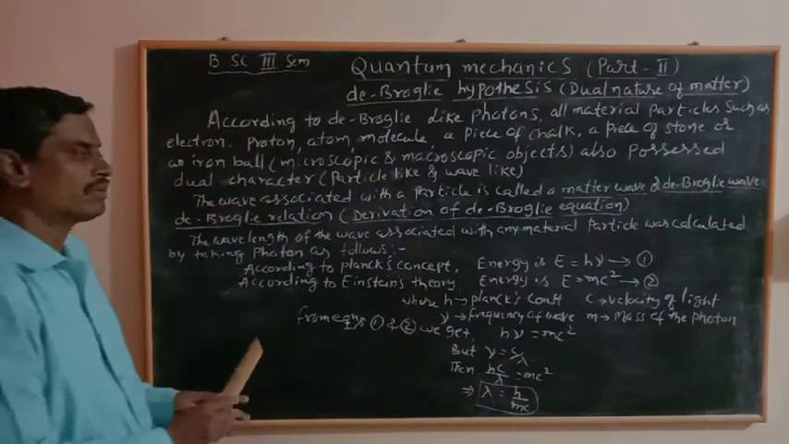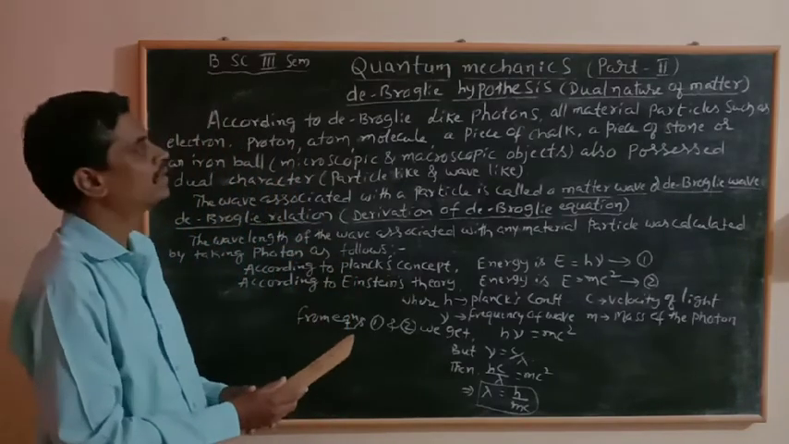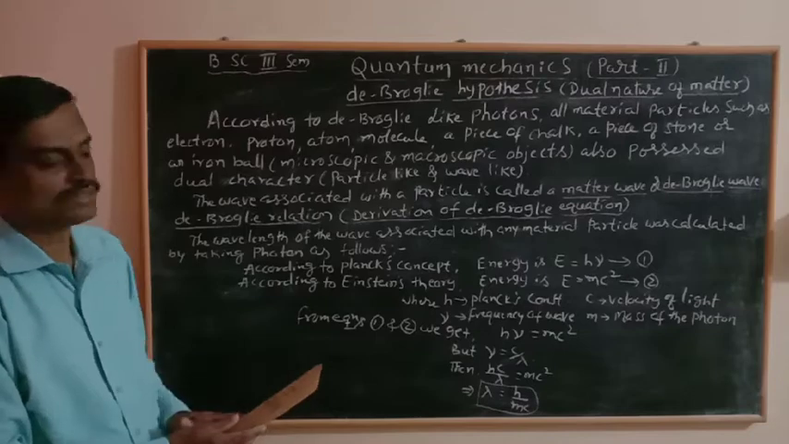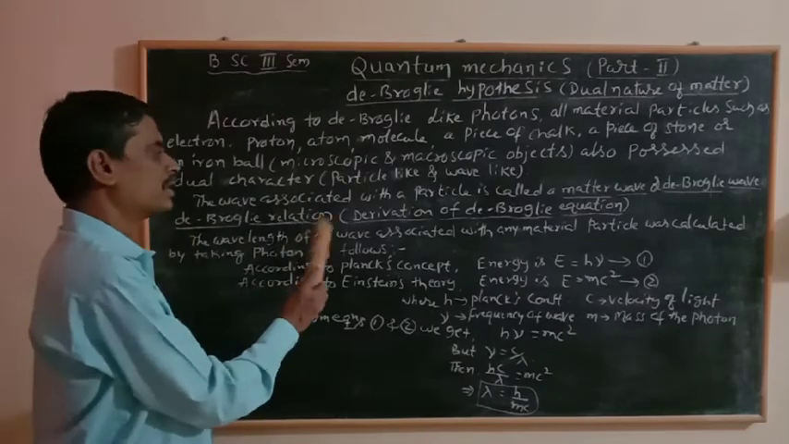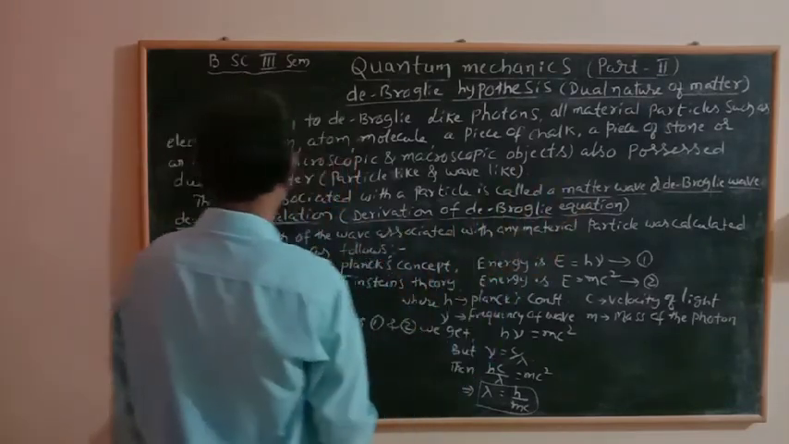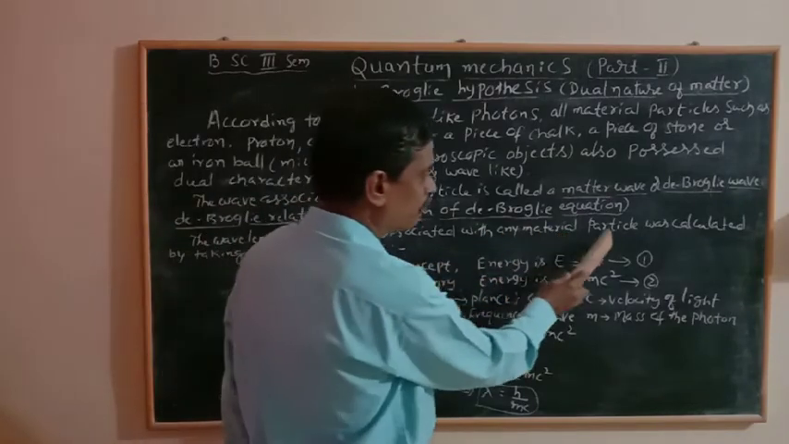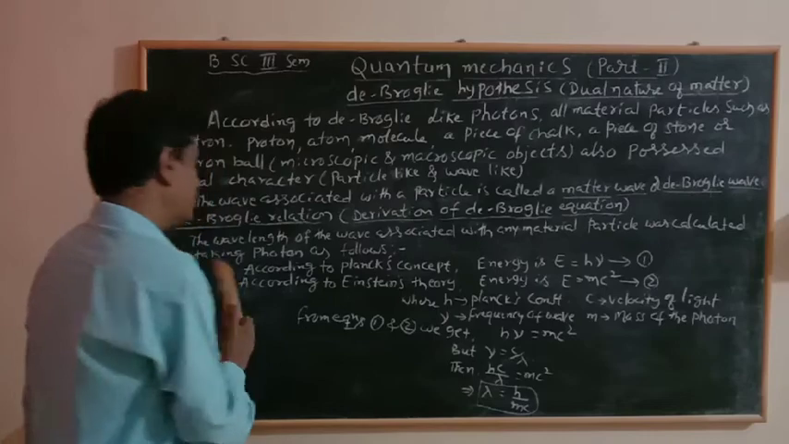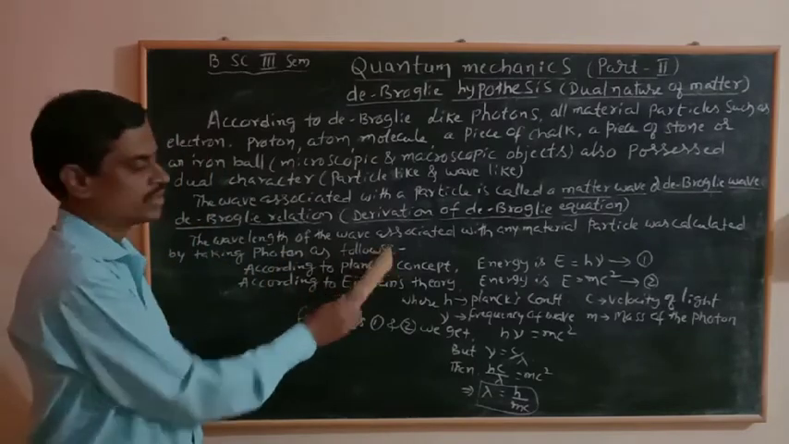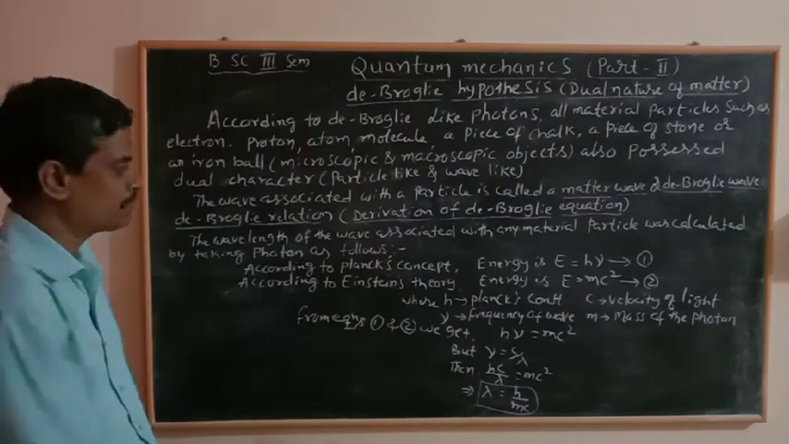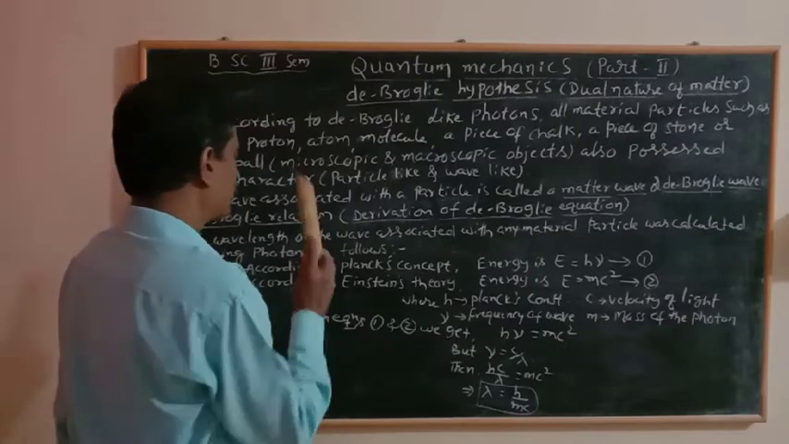So in the examination they will usually ask this derivation for 2 marks or 4 marks: the de-Broglie relation or derivation of the de-Broglie equation. The wavelength of the wave associated with any material particle was calculated by taking a photon as follows. That means by using two theories we can explain this de-Broglie relation.